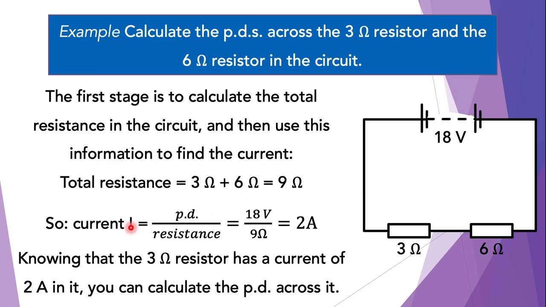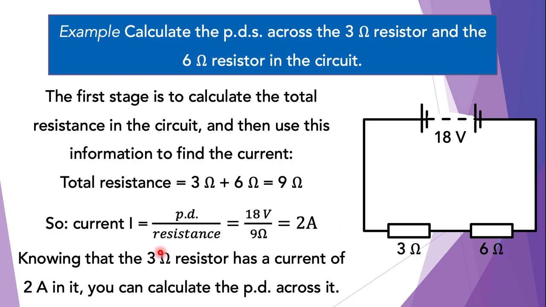So current is equal to potential difference upon resistance. So we divide 18 volts, which is the potential difference supplied, by 9 ohms. When we do so, we get 2 amperes. So the current is 2 amperes.